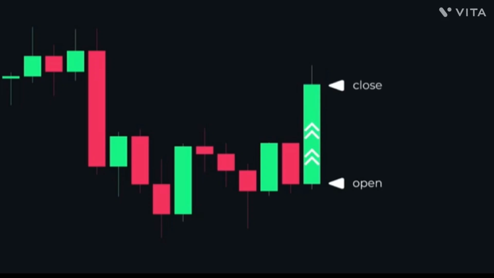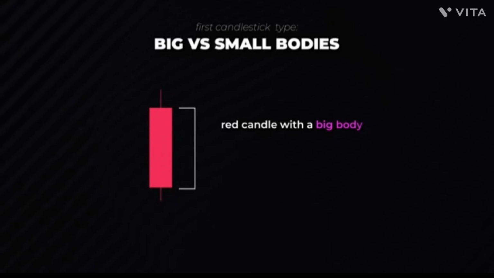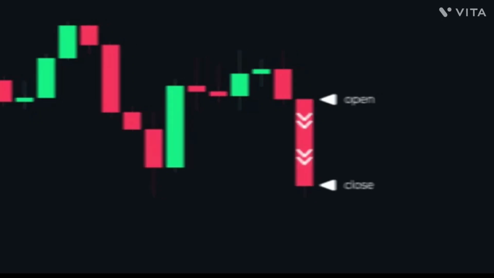This is why the candle closes in this shape. Similarly, a red candle with a big body shows that sellers were much more dominant. The price opened at a higher level, but since sellers were stronger, they managed to push it down significantly with little resistance, moving the price sharply downwards before the candle closes.